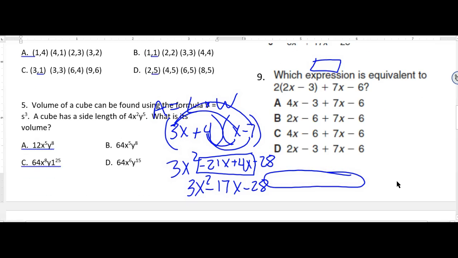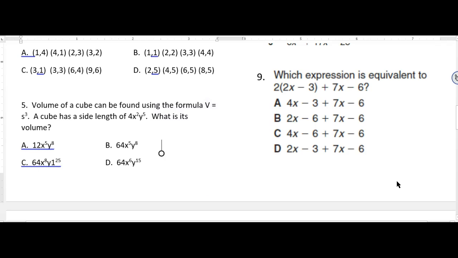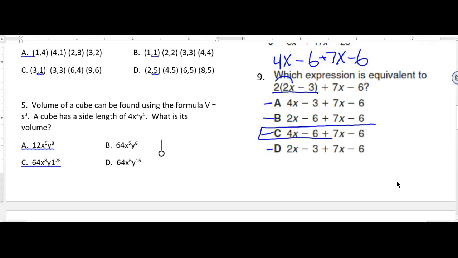Last one. Which expression is equivalent to this? Looks like a distribution and combining like terms, but the answers, they never fully simplified. They just distributed, it looks like. So, 4x squared minus 6 is when I distribute, leave the plus 7x minus 6, and it looks like that's as far as they took it. So, not squared, what am I thinking? I'm thinking foiling earlier. There we go, choice C.